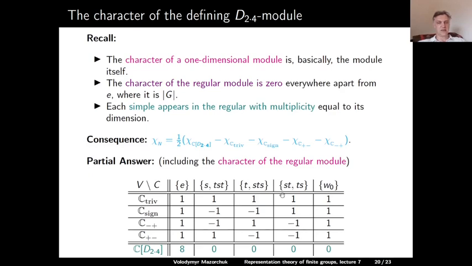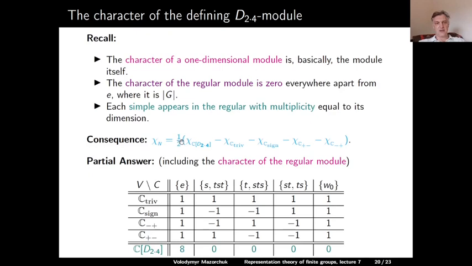Then it's minus 1 at ST because it's just a product of minus 1 and 1, but it will be 1 at W0 because it contains C twice. Similarly, the character of the mixed sine module C plus minus is 1 at the identity, 1 at S by definition, minus 1 at T, minus 1 at ST, and 1 at W0. And the character of the regular module is 8 at E and 0 everywhere else.